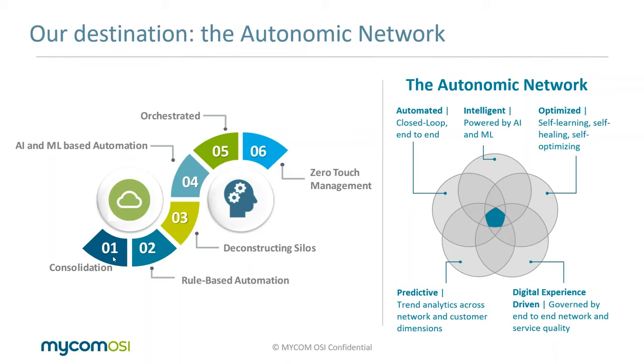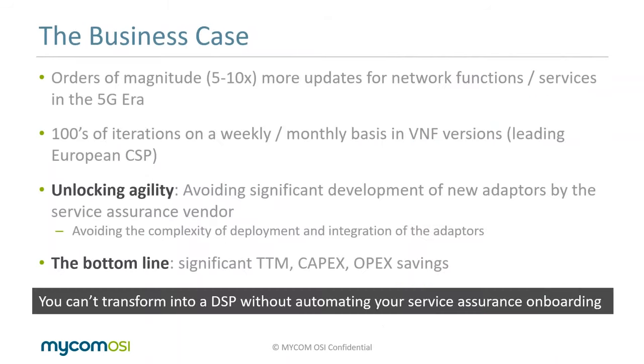In terms of how that's evolving, the end goal is zero touch management, and the aspect that we're going to demonstrate today is the zero touch discovery of a service once it's instantiated inside of OSM, and the zero touch activation of service assurance for that service without any manual intervention required. There's a really strong economic business case for why that's an important aspect as we move into the 5G era. Move on to the next slide.